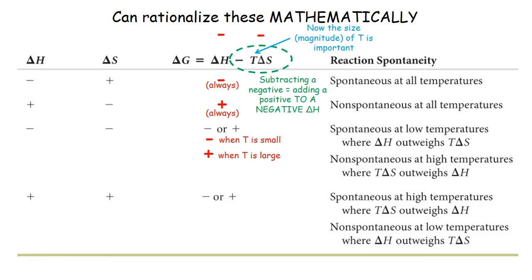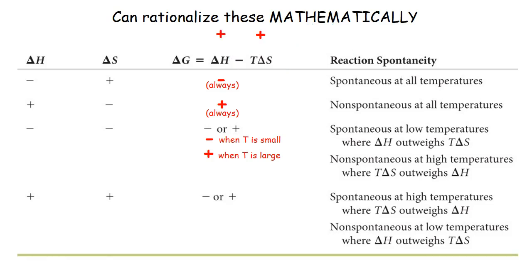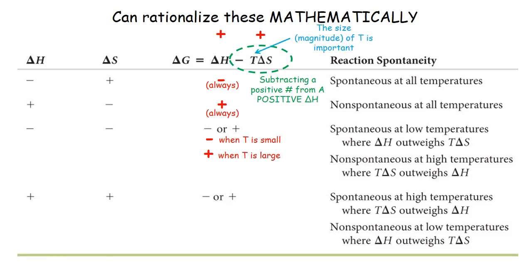Now, on the other hand, let's do one final example where they're both positive. So if they're both positive, that means that again, you're subtracting a positive value, but you're subtracting it from a positive delta H value. So eventually, if you subtract a large enough T delta S value, then that result will become a negative number, right? So that means that the size of T is still important. The size or magnitude of the temperature is very important.